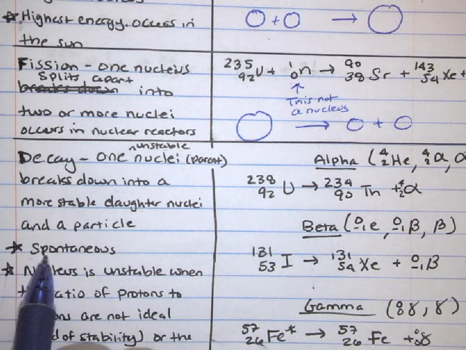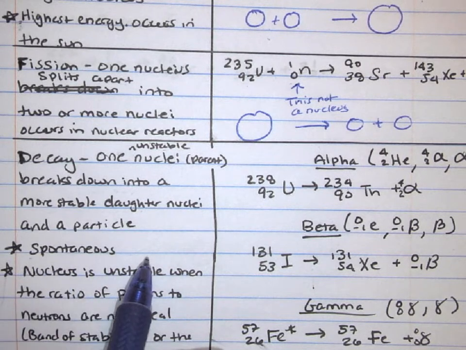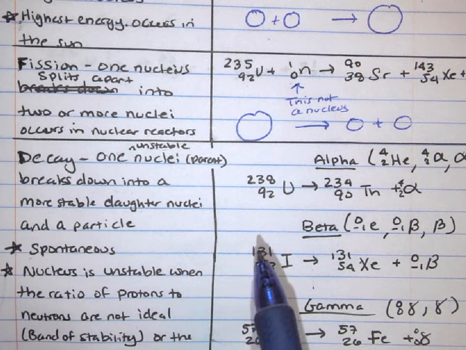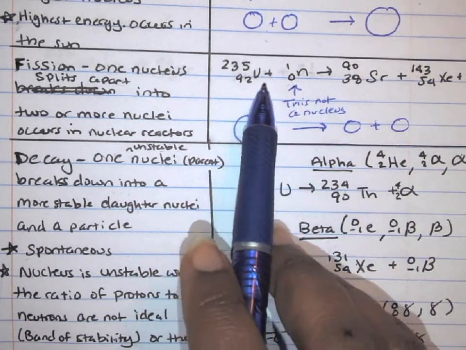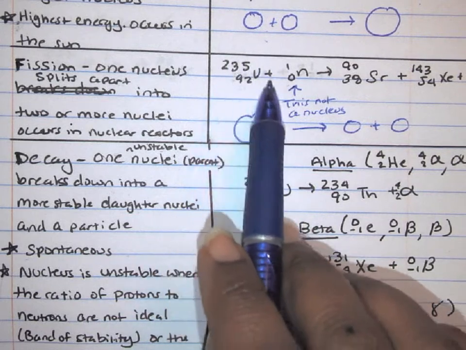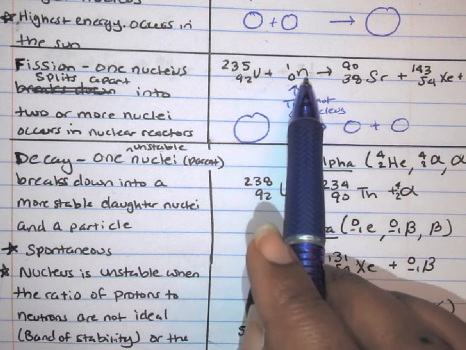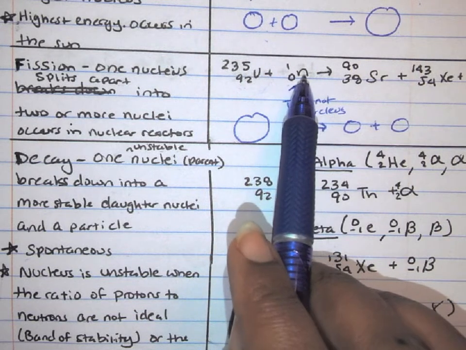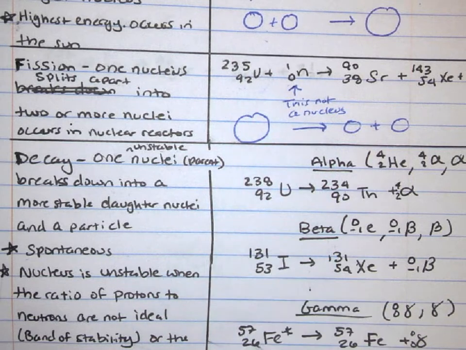This reaction is spontaneous, meaning that it happens on its own. There's nothing you need to do to cause it to happen. Whereas sometimes in a fission reaction, like the one you see here, the uranium is relatively stable. It's not going to rapidly decay. So to get that to happen, they bombard it with a neutron. And you saw that in the previous videos.